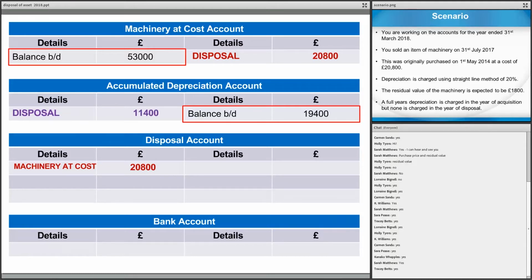The asset no longer exists, so we need to take it out. So I need to debit the accumulated depreciation account, the full depreciation of 11,400, and then I need to credit the disposal account. Okay, so I've now taken out the accumulated depreciation that relates to an asset that no longer exists, so it's no longer in my accounts, and I've put it in my disposal account.